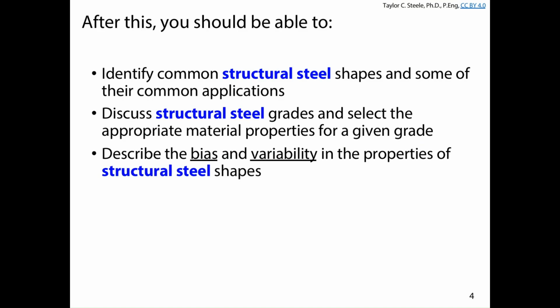Basically, after this, you should be able to identify some common structural steel shapes and some of their common applications. For example, you'll be able to tell me after today what we typically use a wide flange section for. You should be able to discuss steel grades and select appropriate material properties for a given grade. And more important from a theoretical standpoint, less important from a practical standpoint, you should be able to describe the bias and variability, which are terms I'll introduce today, and the properties of structural steel shapes. Does anyone have any questions about the menu for this morning and what we might be embarking on today before we get into the material? Good.